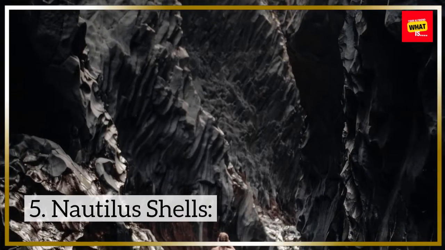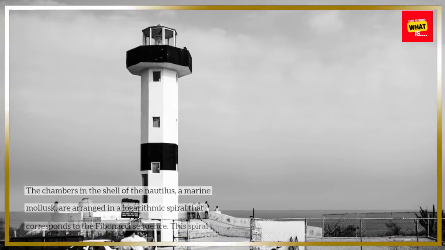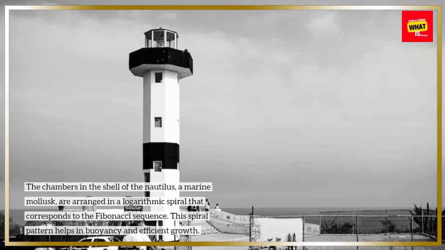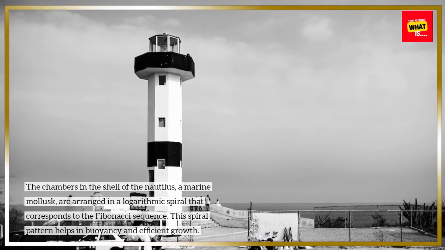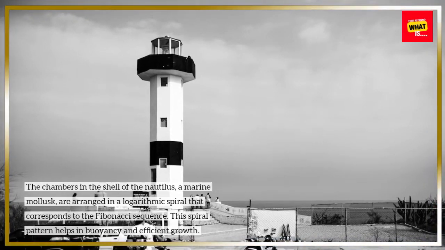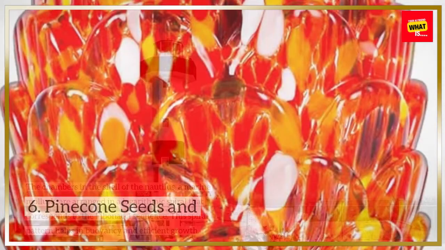5. Nautilus shells. The chambers in the shell of the nautilus, a marine mollusk, are arranged in a logarithmic spiral that corresponds to the Fibonacci sequence. This spiral pattern helps in buoyancy and efficient growth.